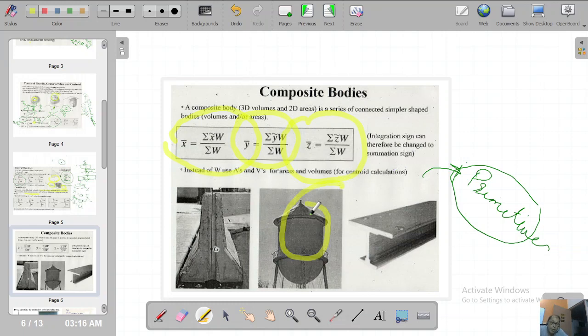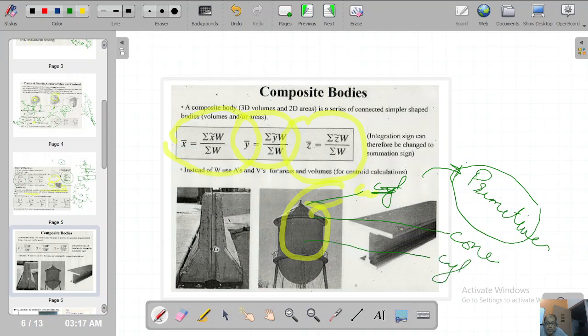If you look at it, what is this component, the top one? This is the cone. This is the cone, and what is this one? This is the cylinder, and what is this? This is a hemisphere. Half of the sphere is a hemisphere.